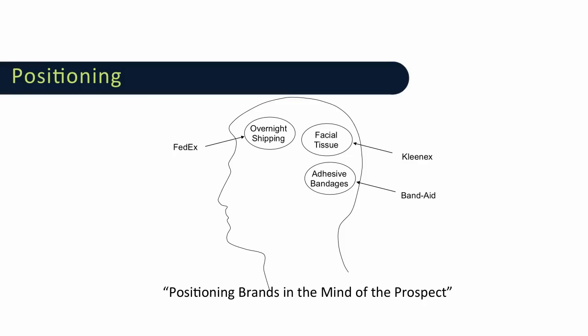In their book Positioning, authors Rees and Trout emphasize the importance of positioning brands in the mind of the prospect. For example, when a person thinks of adhesive bandages, they often think of the Band-Aid brand, thanks to effective positioning efforts by their parent brand, Johnson & Johnson. Similarly, many people think of Kleenex for facial tissue and FedEx for overnight shipping.